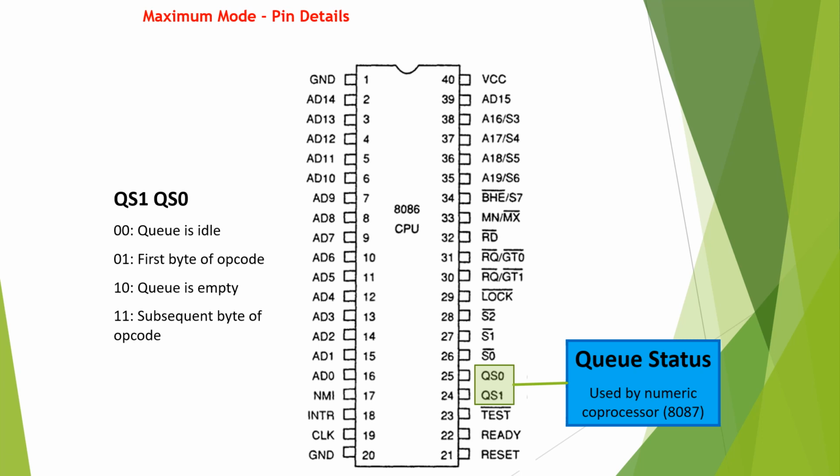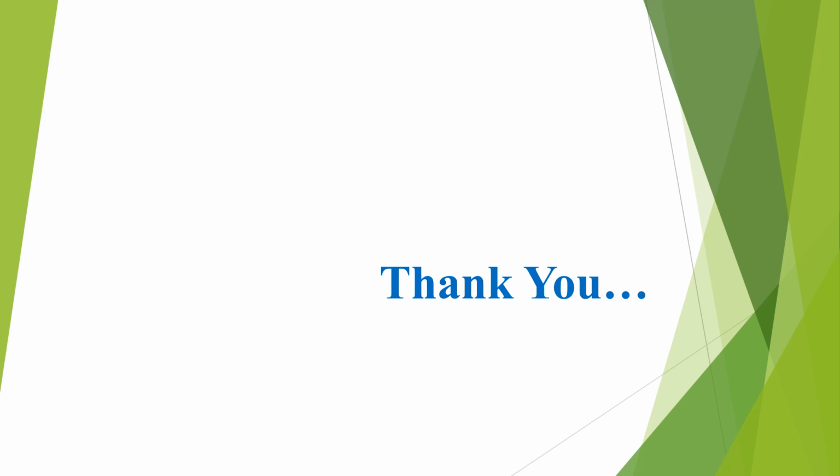When both are low, the queue is idle, that is no operation. When QS1 is 0 and QS0 is 1, the first byte of the opcode is available from the queue, and 1 0 means the queue is empty, and both high means the subsequent bytes of the opcode are retrieved from the queue. So this is all about the pins available in 8086, and thank you.